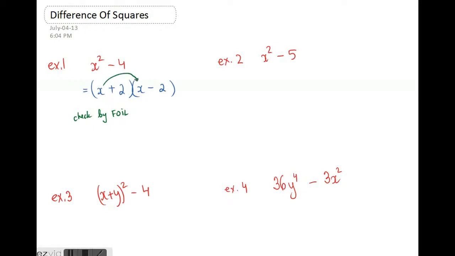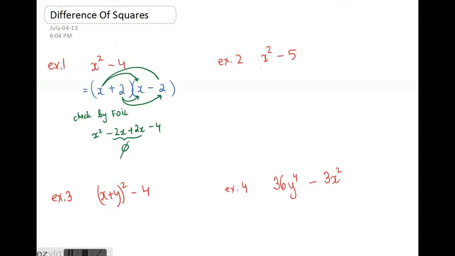So x times x would be x squared. X times negative 2 would be negative 2x. 2 times x would be positive 2x. And then 2 times negative 2 is negative 4. The two middle terms, when you collect like terms, they become a 0. So this pattern does work.